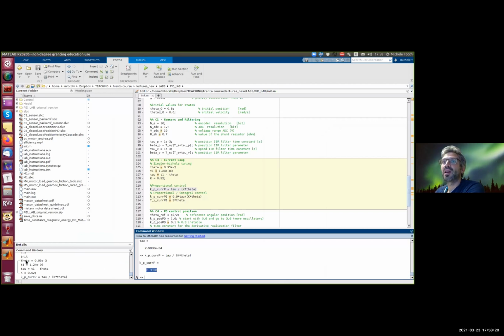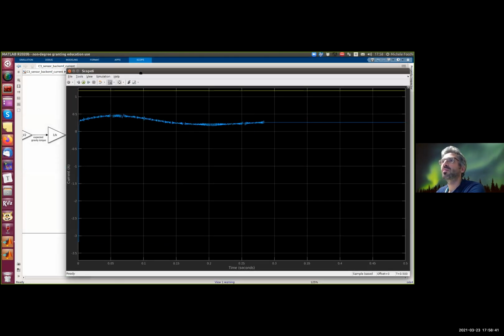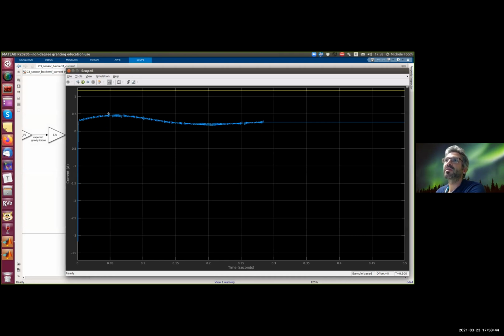And if we use this gain, we restore the controller, so we close the loop now with the P controller. We have a PI controller and a P controller, and we simulate. And we look at the current tracking, we see that the current is not going to the reference. It should go to this reference, which is the reference needed to compensate for gravity at 0.5 rad, and it doesn't go. So this is a steady state error.